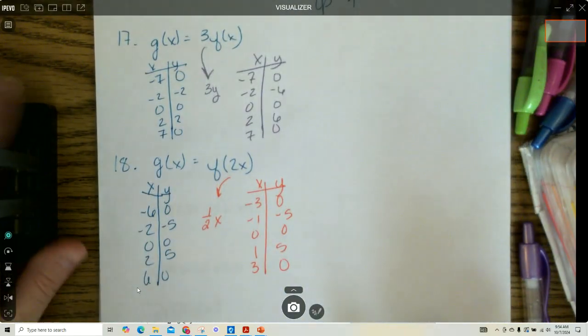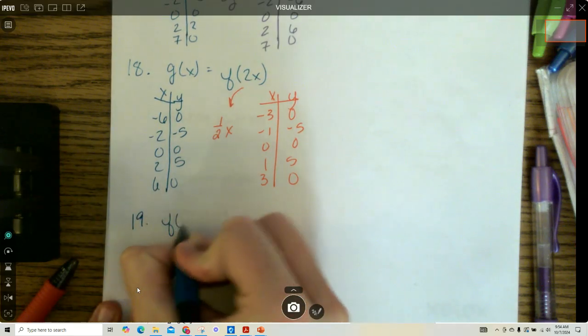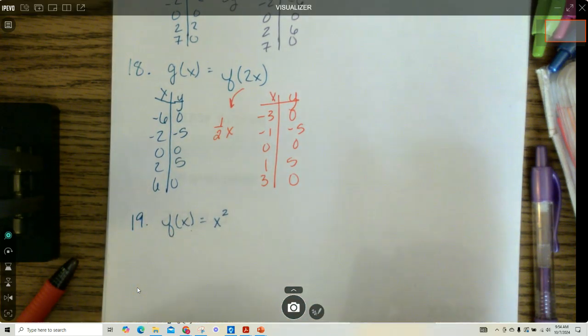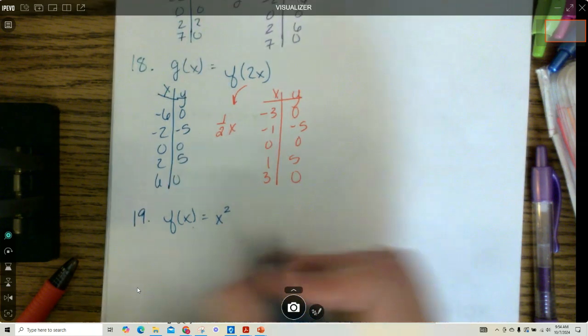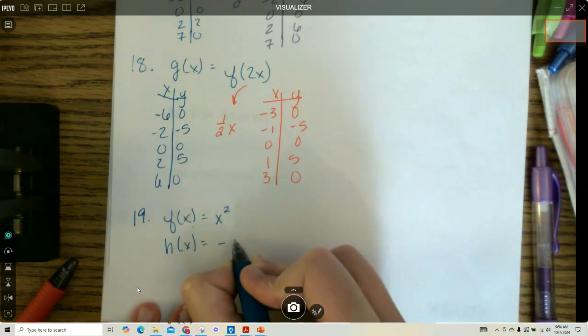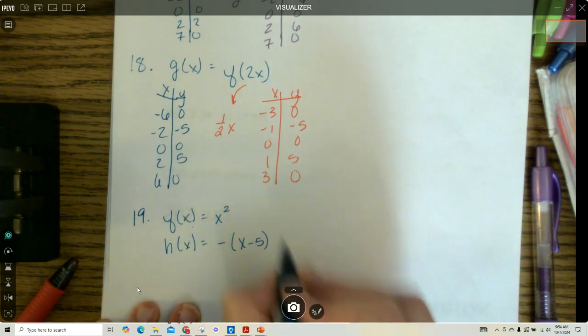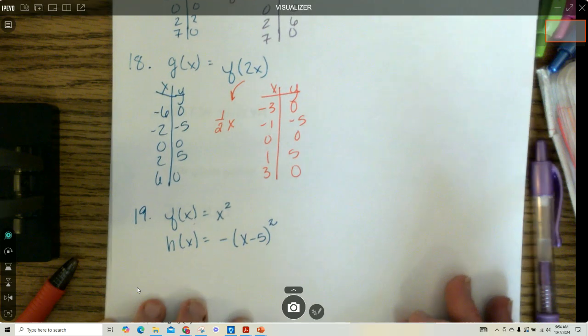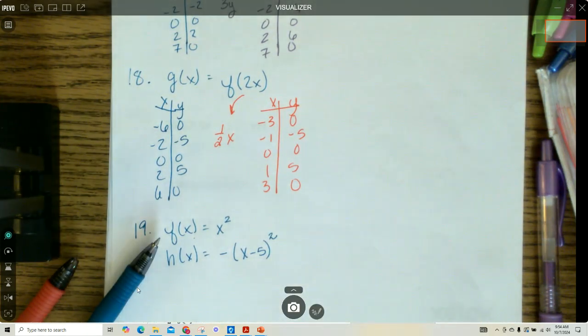Use transformations of the graph of f of x equals x squared to determine the graph of the given function. g of x equals negative open parentheses x minus 5 close parentheses squared. So it wants to know the new graph, and we are graphing it.